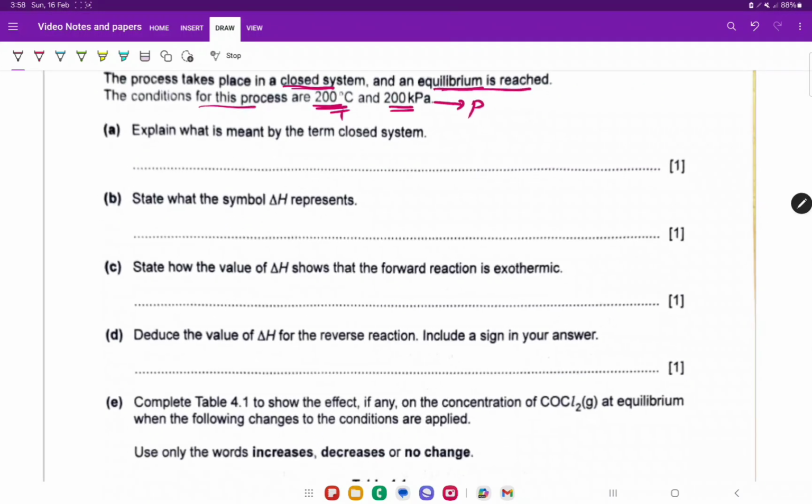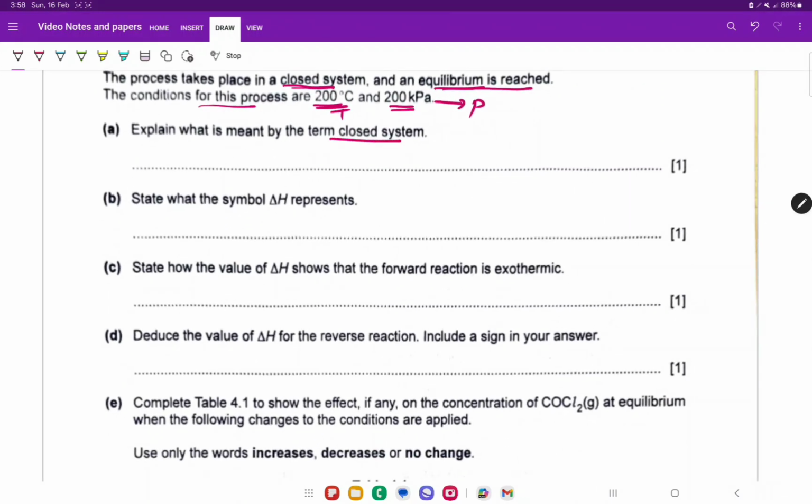Now the first part is: explain what is meant by the term closed. Whenever I say closed, I take a beaker, close it and heat it from below. What is happening in this closed system? A closed system means a system in which no exchange of matter takes place between the system and the surroundings. This system, my beaker or wherever the reaction is taking place, will not lose any matter.